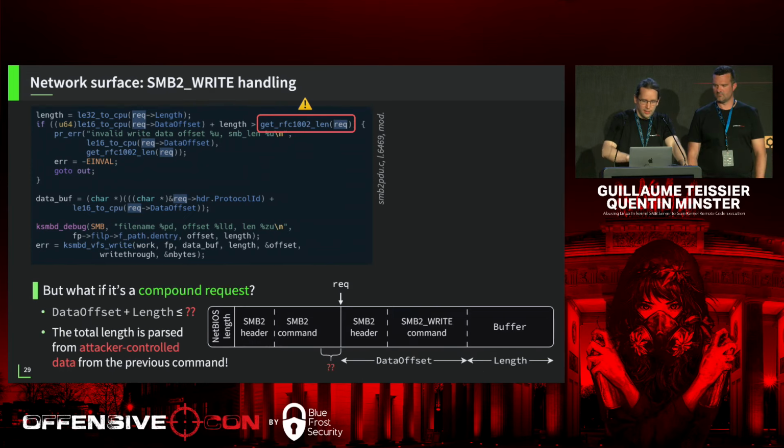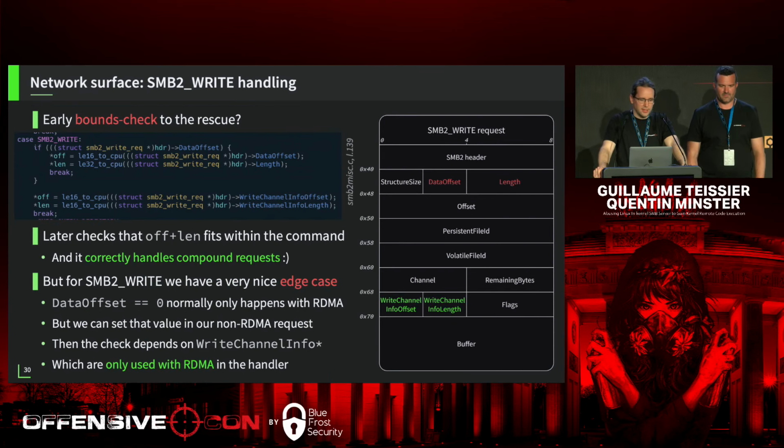But as soon as you have a compound request, that get RFC 1002 len with the rec pointer will parse whatever was in the previous command as the NetBIOS length. So this is attacker controlled. So obviously, we can bypass the length check this way, right? But I mentioned earlier there was a bounds check in the start before the command handler is called. And that bounds check is here in the code. Basically, it checks that the offset plus the length fits within the bounds of the command, and it does handle compound requests correctly.